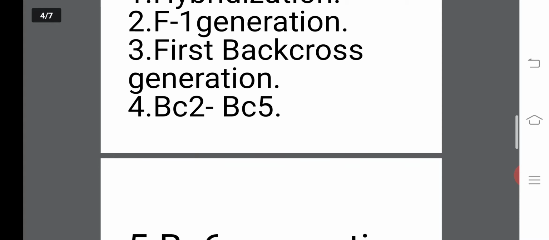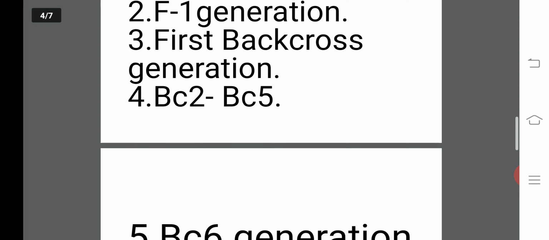In the fourth step, BC2 to BC5 generations, in each backcross generation segregation would occur for rust resistance. Rust resistant plants are selected and backcrossed to the recurrent parent A. Selection for the plant type of variety A may be practiced particularly in the BC2 and BC3 generations.